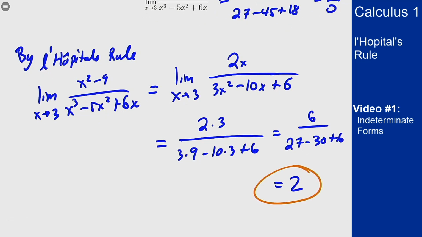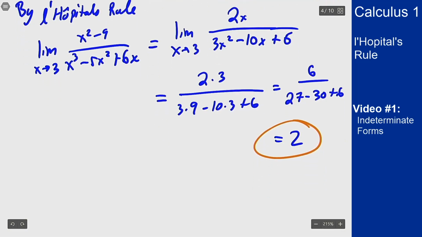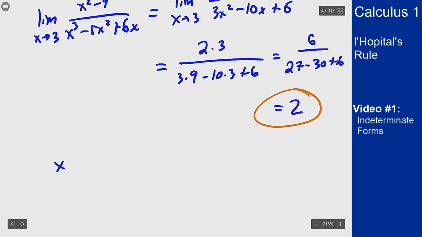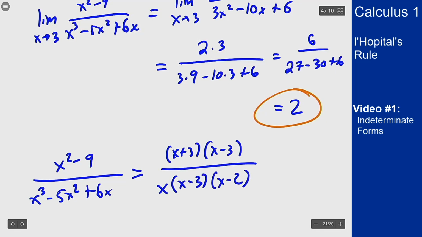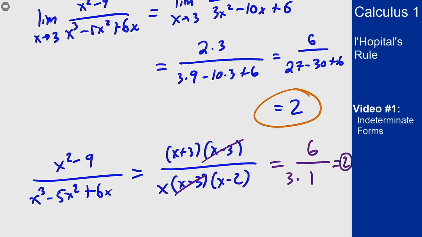You could have done this by factoring and canceling. So in that case, you'd use the fact that x squared minus 9 over x cubed minus 5x squared plus 6x is the same thing as x plus 3 times x minus 3 over x times x minus 3, x minus 2. I could then cancel the x minus 3s, and if I were to plug in 3, I would get a 6 on top and a 3 times 1 on the bottom, which again gives me 2. So the answer is still the same. It's just different ways of finding these limits.